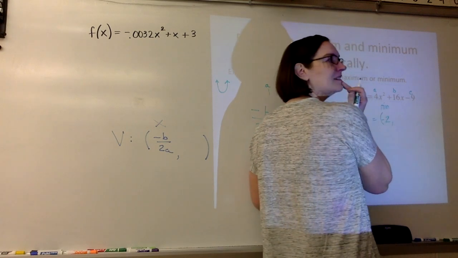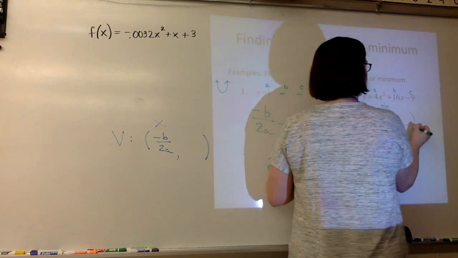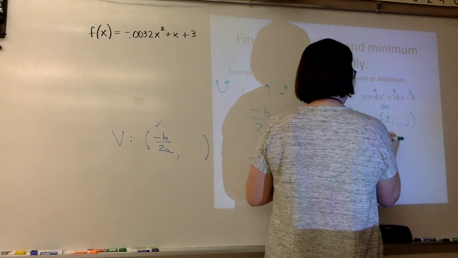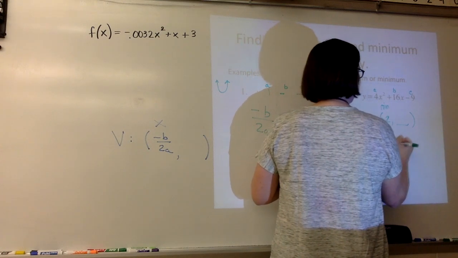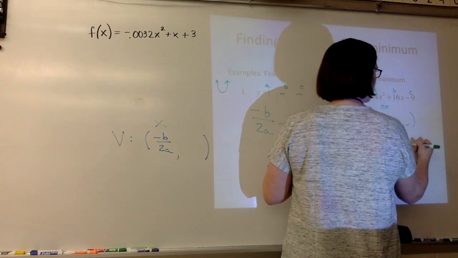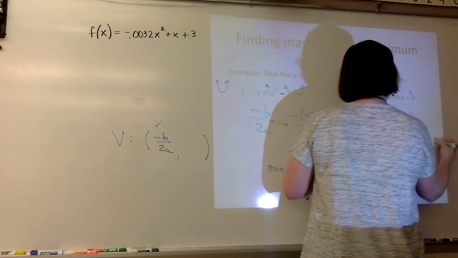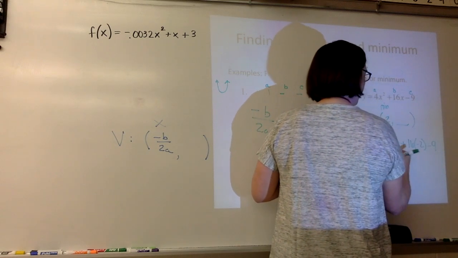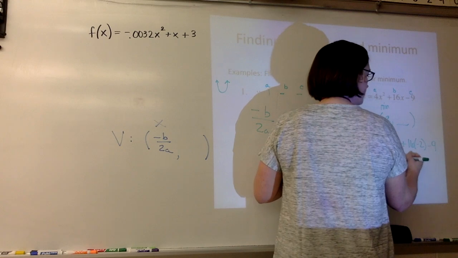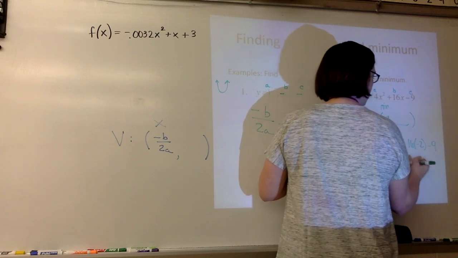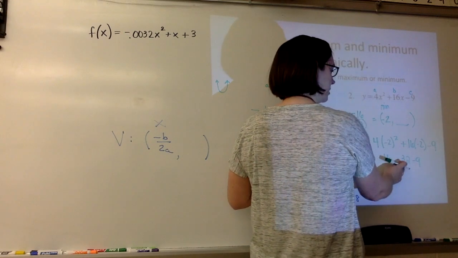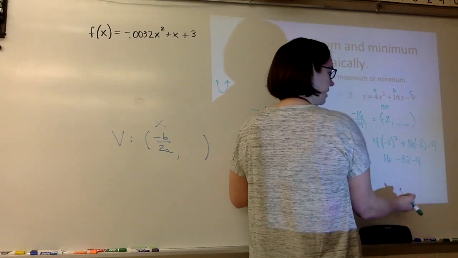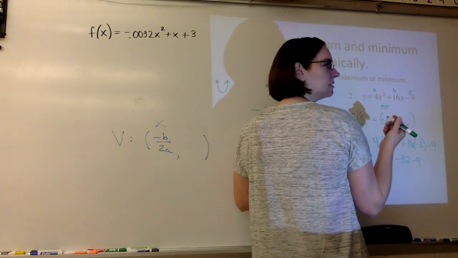Negative 41? I got negative... Yeah, it's 4. 16 minus 32 minus 9. Negative 25? Is that better?